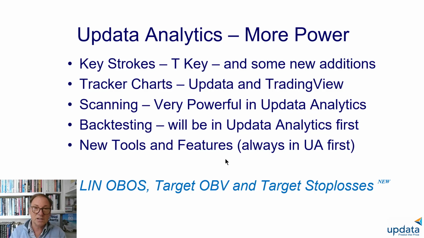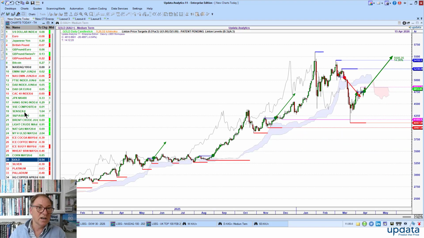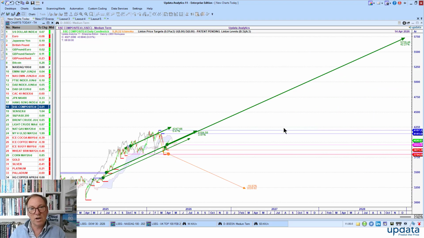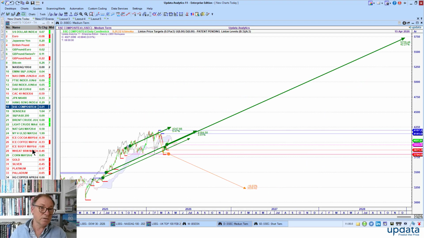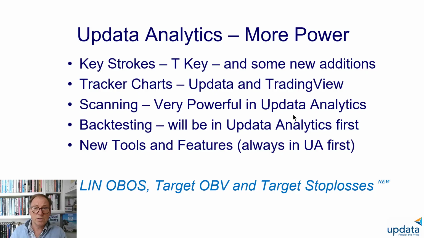The tracker charts, which is, if you watch charts today, you'll be very familiar with this, where I go on different charts and it literally just changes the chart. And again, this is something that's really very powerful within Updata that we don't have much control over in other platforms. So that is another factor that is really quite key in Updata. So that is something that we do value, and hopefully as a user you will value that.